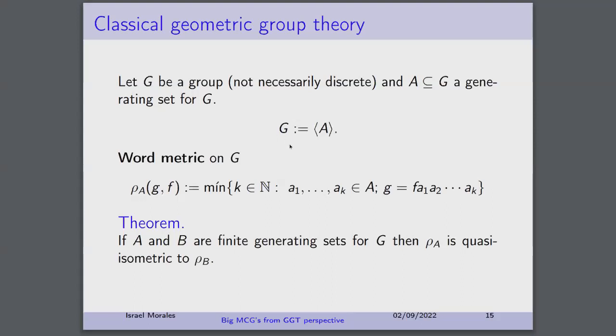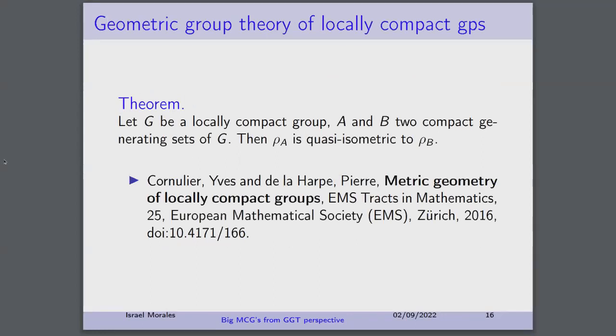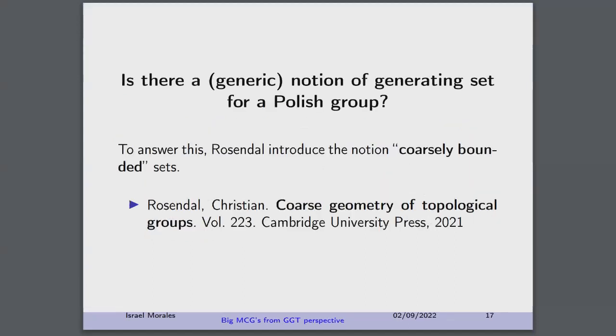So the next step to extend the theory: in their beautiful book, Cornulier and de la Harpe extended the theory of geometric group theory to locally compact groups. In this case, to make everything work well, they replace the notion of finite generating sets with compact generating sets and obtain a similar result. So at this point, the groups we are interested in studying are Polish groups, not locally compact and not compactly generated. So we come to the crucial question: is there a generic notion of generating set for a Polish group that makes sense in this case from the perspective of geometric group theory?